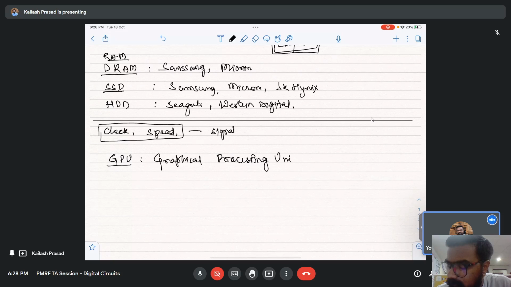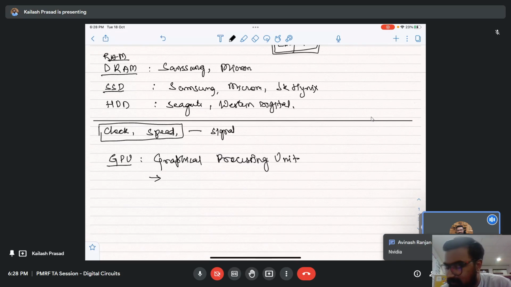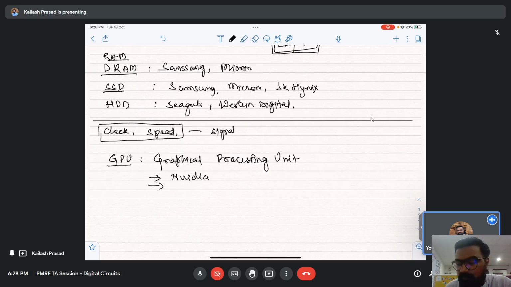And anybody want to tell me who designed this GPU? There are two famous companies. You might remember, yeah, Avinash, you're right. This is from NVIDIA. And the second company, any other company from which you know the GPU is? AMD, right? So NVIDIA and AMD are the biggest players. And anybody know that Intel also designed their own GPU, Intel Xe GPU. So these are the three companies which design the GPU.